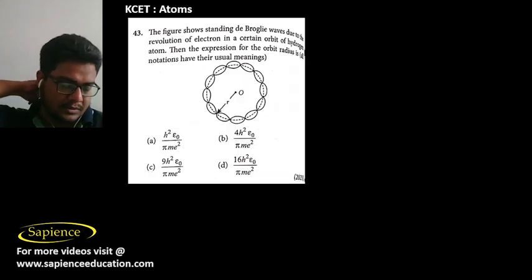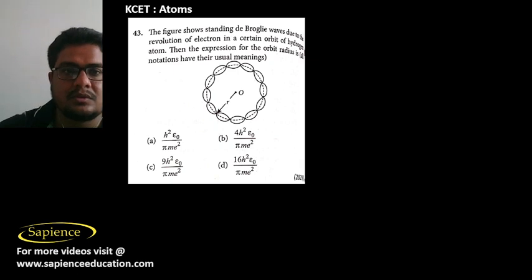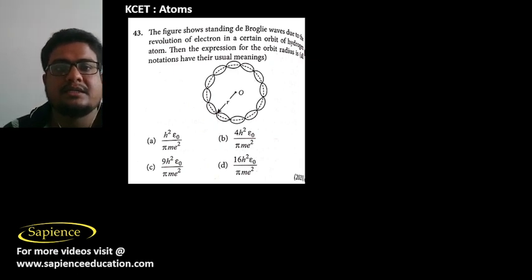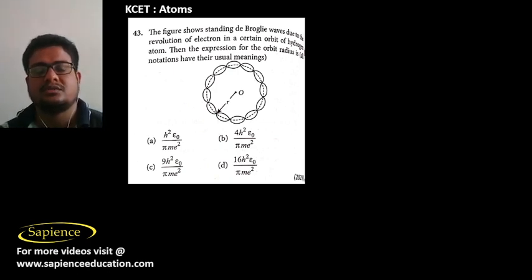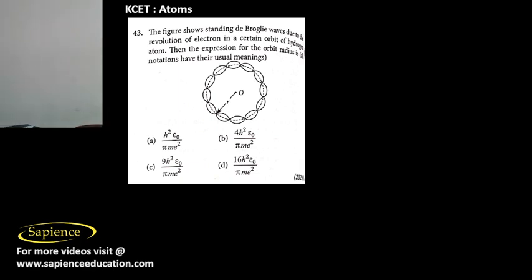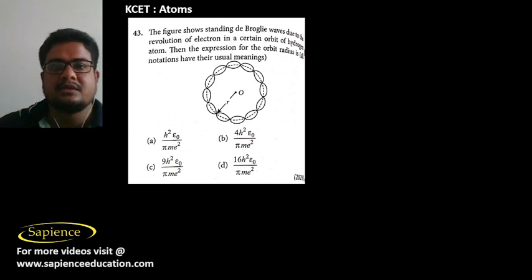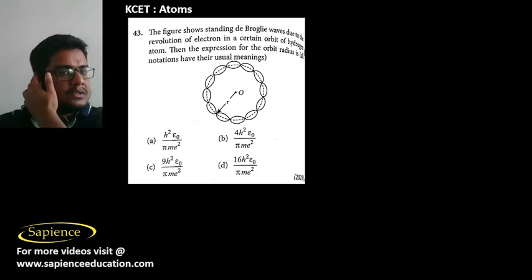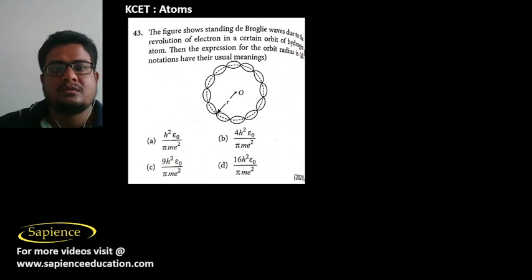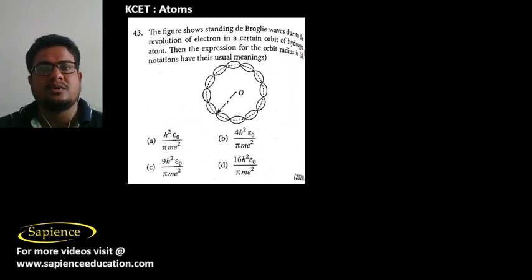Then in question number 43, it is told the figure shows standing de Broglie waves due to the revolution of electron in a certain orbit of hydrogen atom. Then the expression for the orbital radius. All notations have the usual meanings.